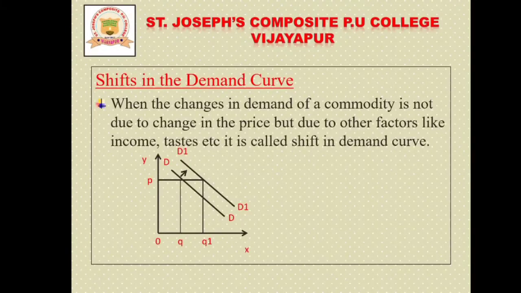Next, the second one: the shift in the demand curve. Please remember the key point. Why will the demand curve shift? Due to changes in other things. When the change in demand of a commodity is not due to changes in the price, but due to other factors like income, taste and preference of the consumer, price of other substitute goods, etc., then it is called a shift in the demand curve.